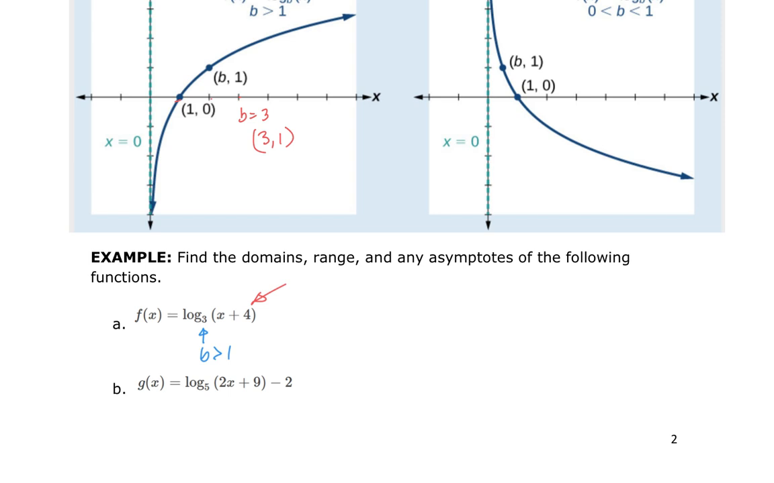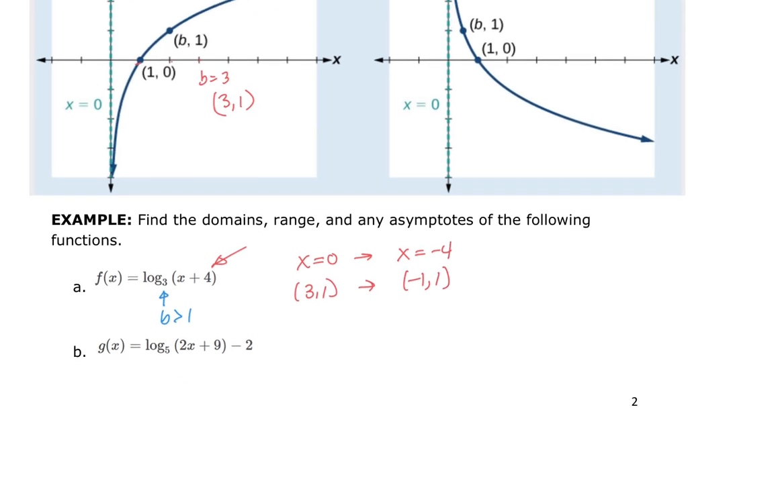So my vertical asymptote, which is at x equals 0, is going to shift to x equals negative 4. My point, which would have been (3, 1), is going to shift to the left, and so it's going to be (negative 1, 1). My range is not going to be affected. My range is still going to be from negative infinity to infinity. My domain did get affected, so it's going to go from negative 4 to infinity, non-inclusive of negative 4.